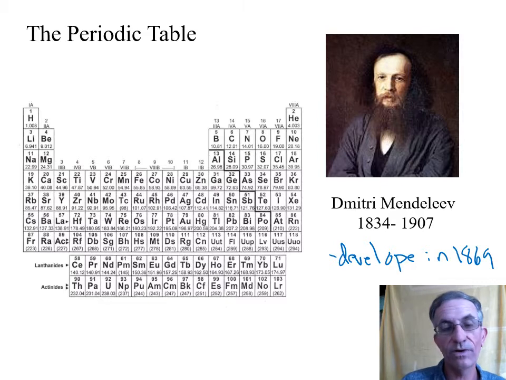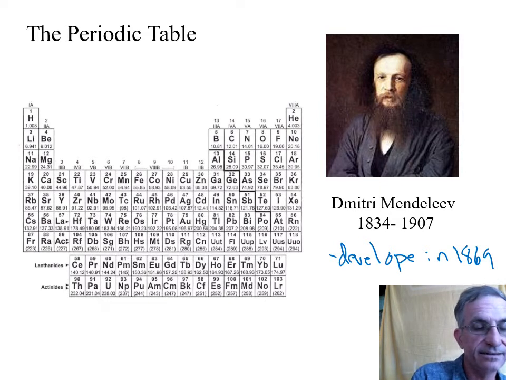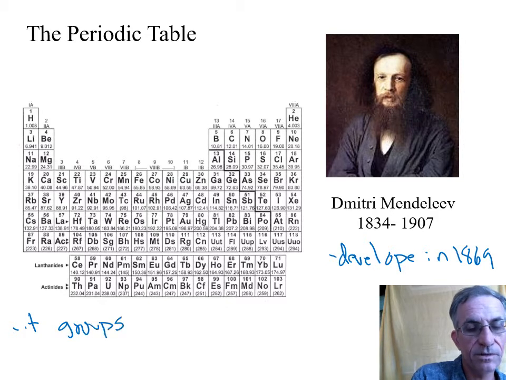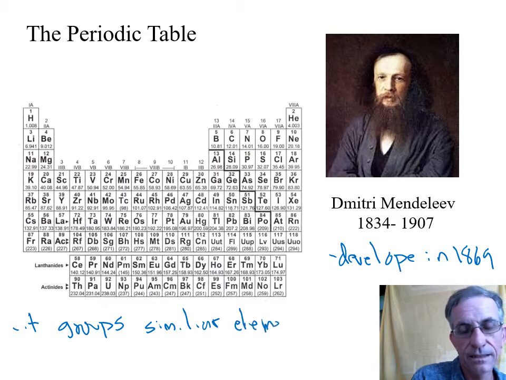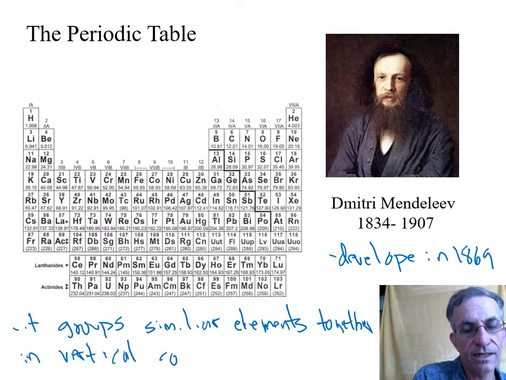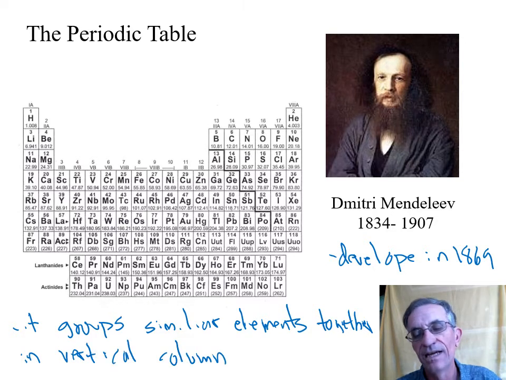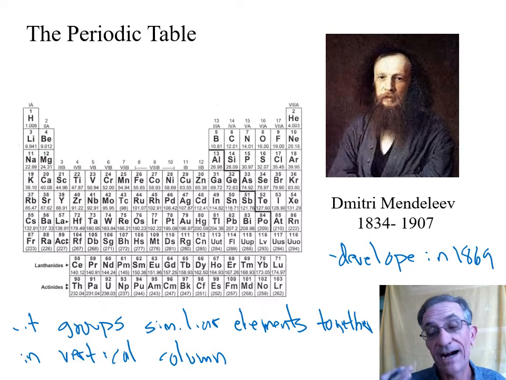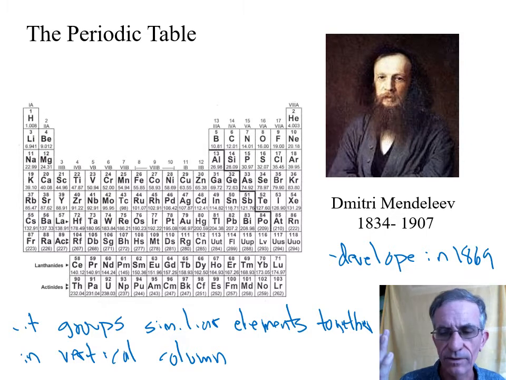Basically, what the periodic table does is it groups similar elements together in vertical columns. Now these vertical columns even have a name that goes along with biology, because that's originally where he was coming from.